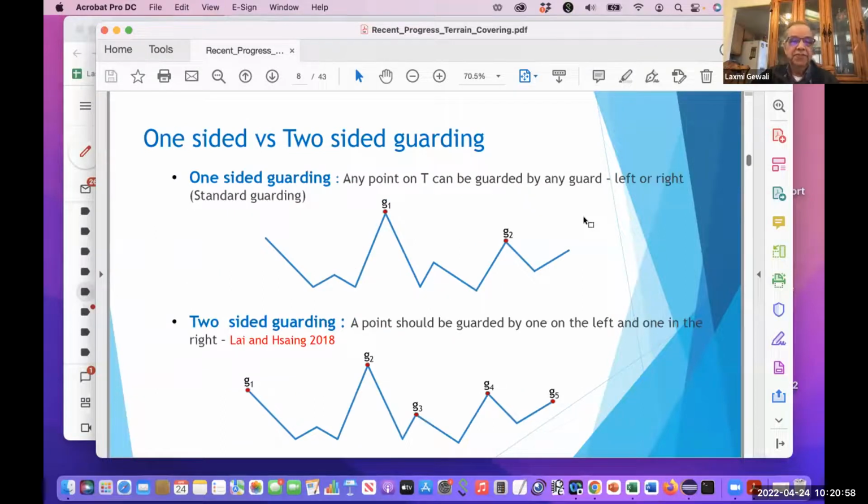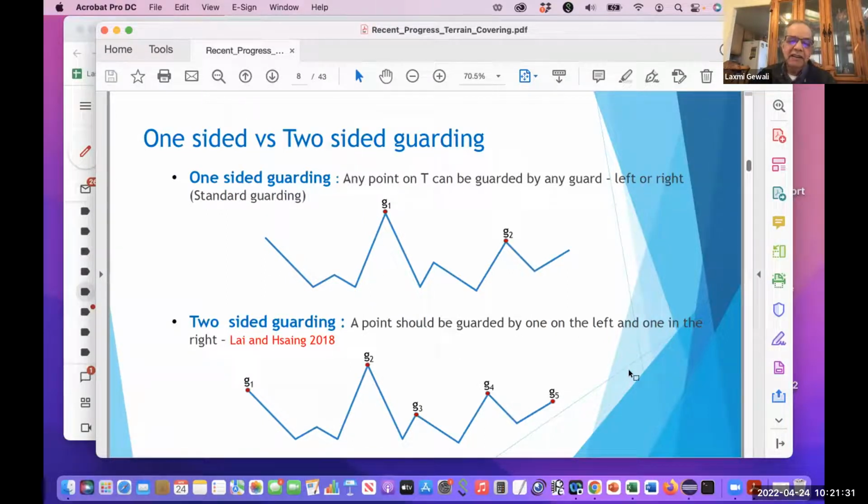Okay. Then people came up with one-sided guard and two-sided guard, or one-sided tower and two-sided tower. With a one-sided tower, any point can be guarded by any guard. So this point can be guarded from here or here. Now the two-sided guard, just a second, okay, let me see. Okay, here it is.